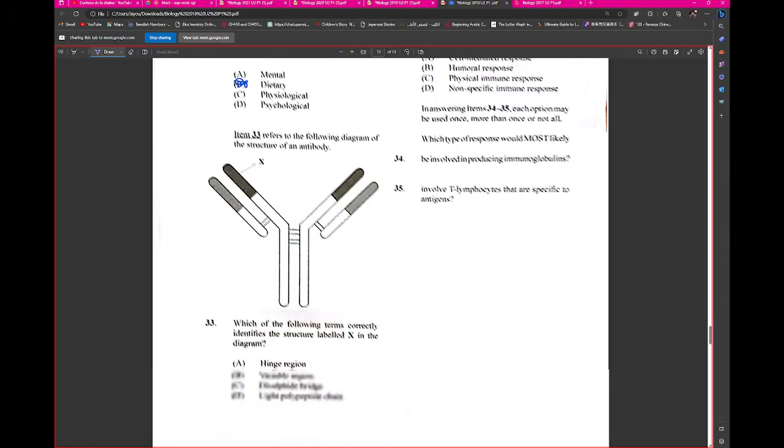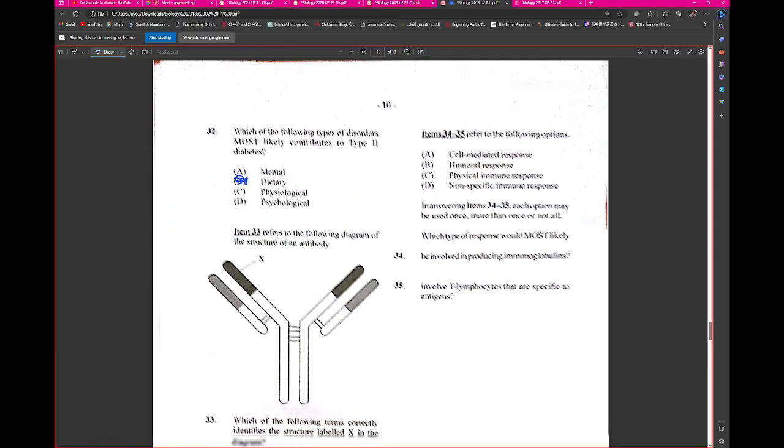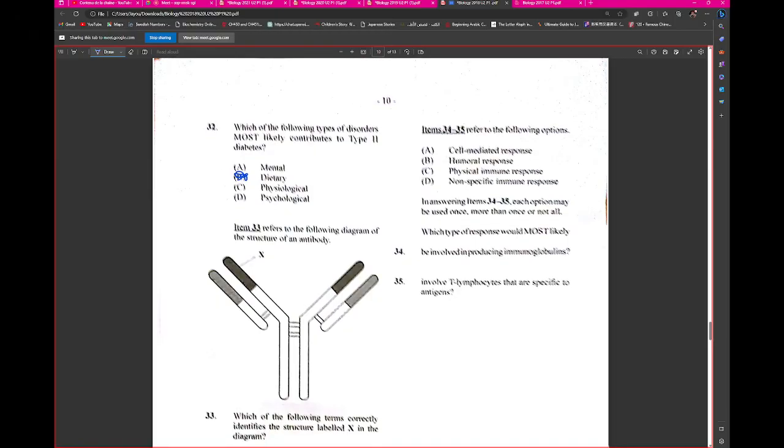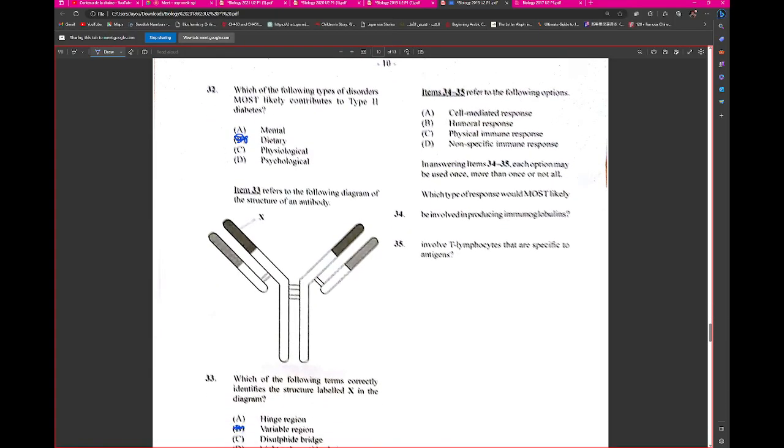33. Which of the following terms correctly identifies the structure labeled X in the diagram? This would be the variable region. You guys should remember these. 34. Which type of response would most likely be involved in producing immunoglobulins? This would be the humoral response. And then those involving T cells that are specific to antigens, this would be the cell-mediated response.